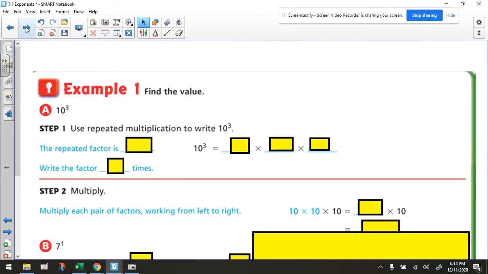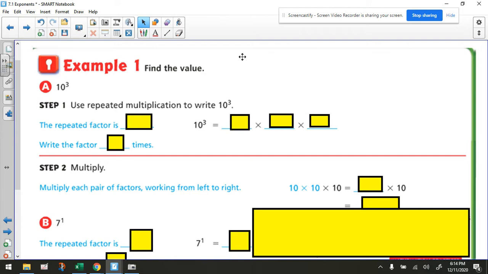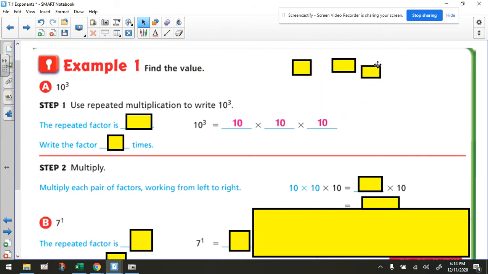Let's take a look at another example. Whenever you have 10 as your base and 3 as your exponent, we have a little trick that I'm going to show you. If we think about 10 written out as its repeated factors, this 10 cubed, we would write 10 times 10 times 10. So that's being repeated 3 times.